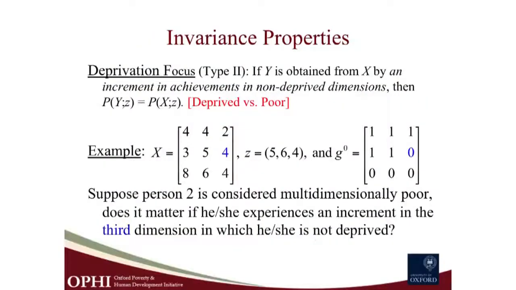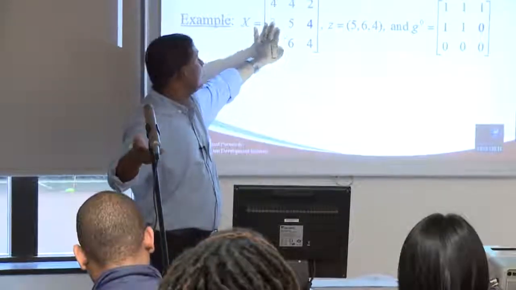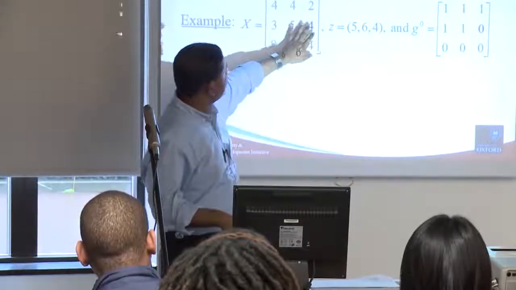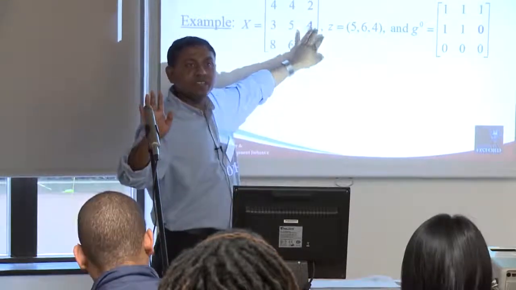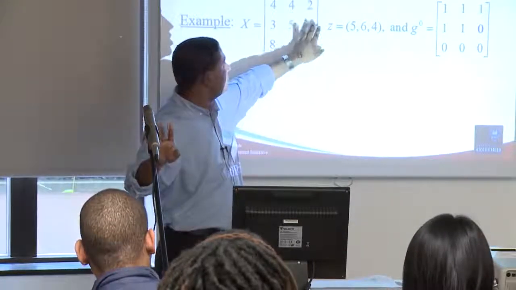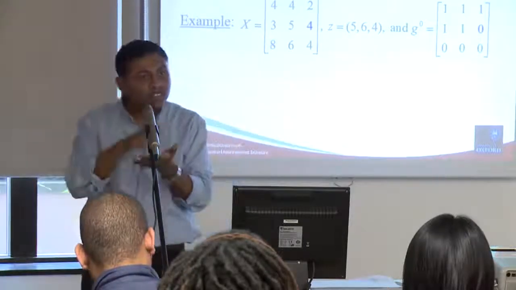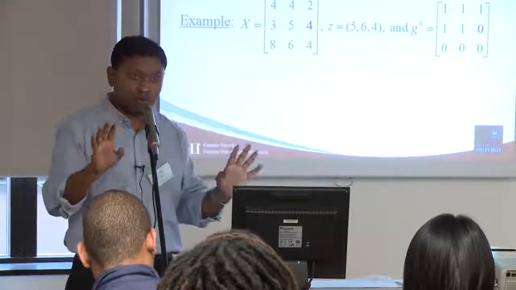So this is the example. Now suppose this person can be identified as poor or not poor depending on the criterion. If we use an intersection criterion, this person is not poor. If you are using an intermediate criterion of 2 out of 3, this person is identified as poor. However, this is the dimension where the person is not deprived. So if you have an increment in this particular dimension, there should not be any change in poverty. So it's just looking at deprivations. If you have any change in a non-deprived dimension, there is no change in poverty, irrespective of whether it's a poor or non-poor person.